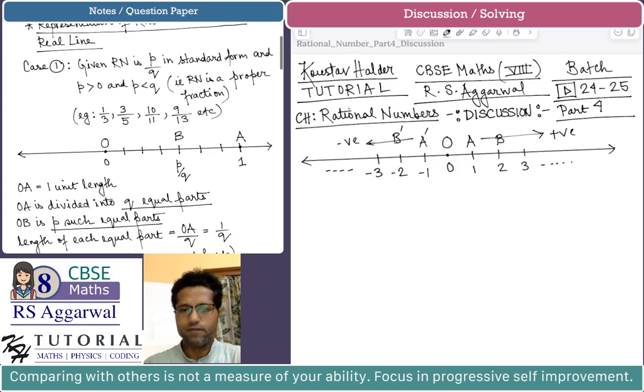Since this is a positive rational number, the point will definitely be marked on the right hand side of the origin O.